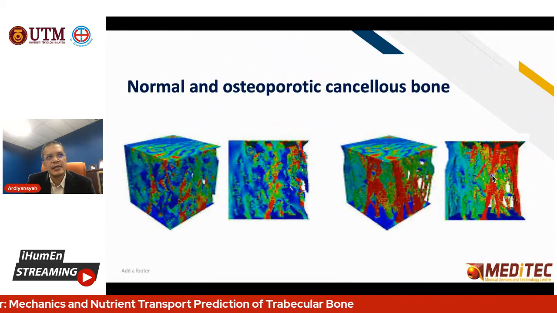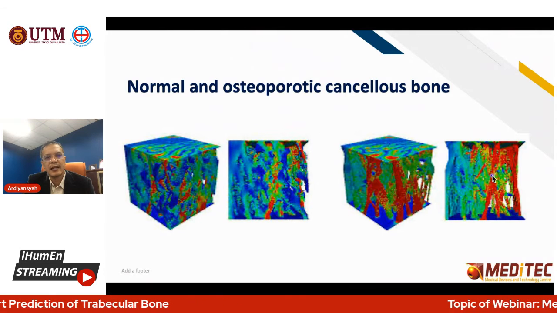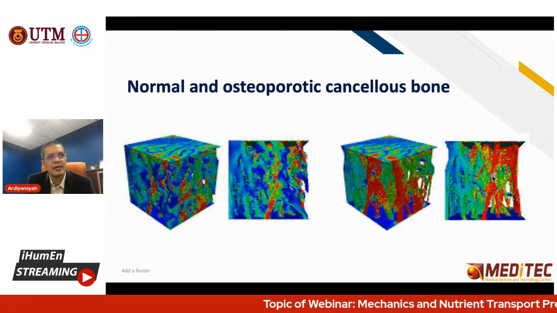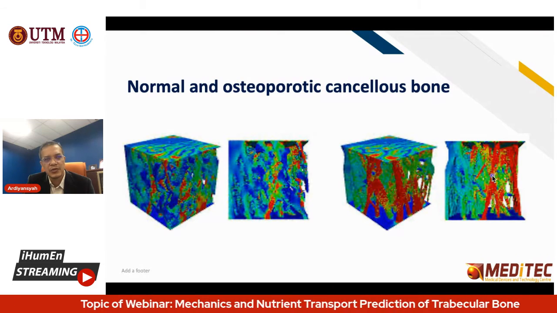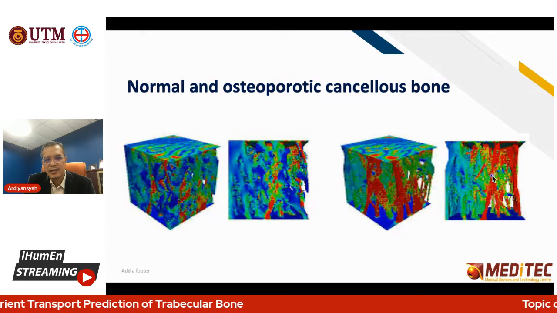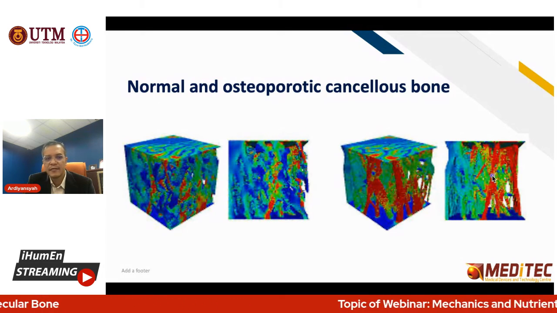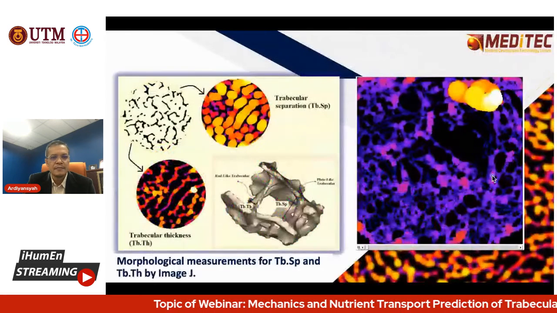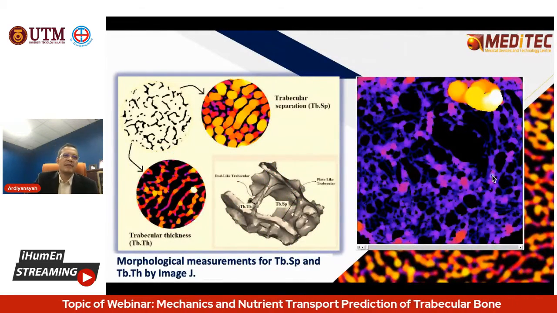Okay, we can check here. From the micro-CT, we can analyze like I mentioned before. We can study, let's say, normal and osteoporotic cancellous bone. We can check the porosity, let's say how many percent, or the surface area of the cancellous bone, how many percent. Then after that, we can identify whether the bone is healthy or not. This is one example.